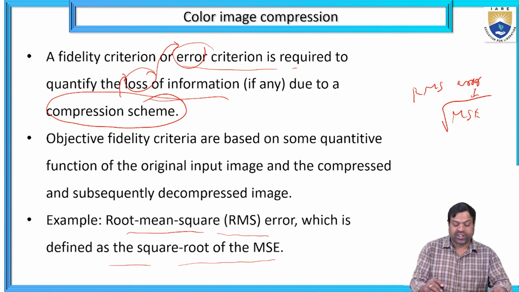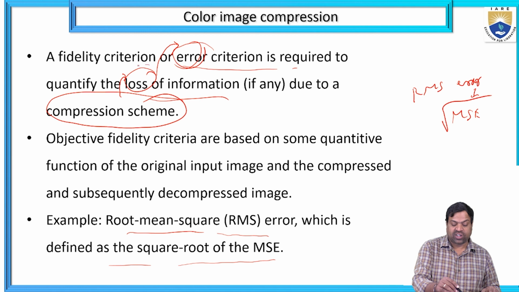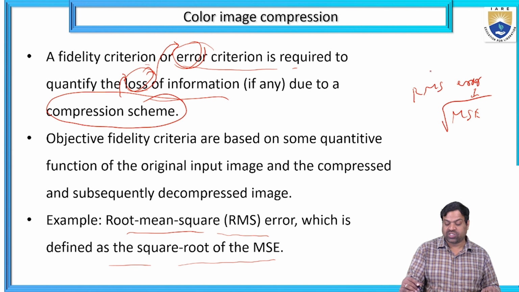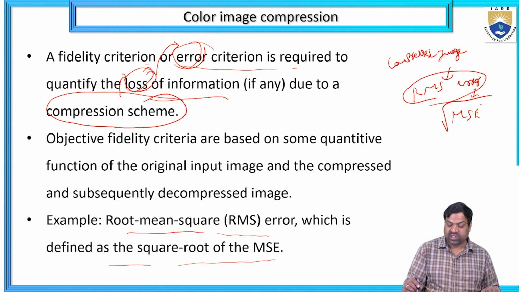The objective fidelity criteria are based on some quantitative functions of the original input image and the compressed and subsequently decompressed image. So I take the root mean square of the error. Is error there or not? Yes, the error is there when data loss occurs in the compressed image. That loss of data I take as the RMS error. This RMS error depends on the square root of MSE, the mean square error.